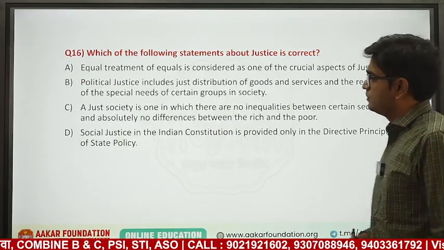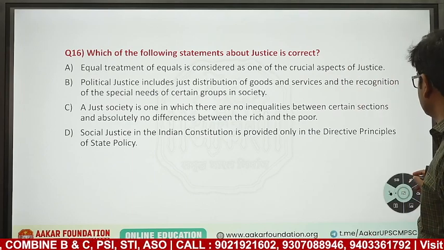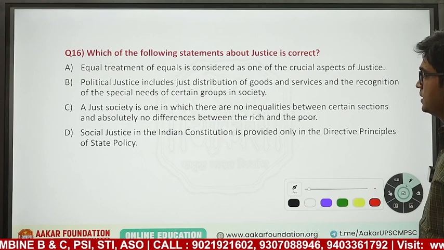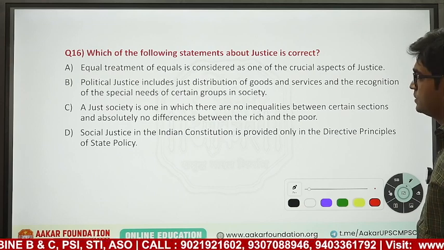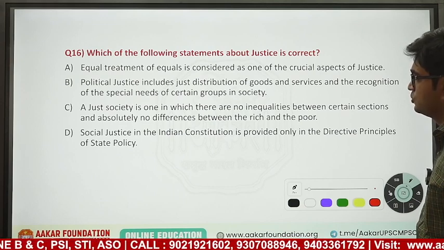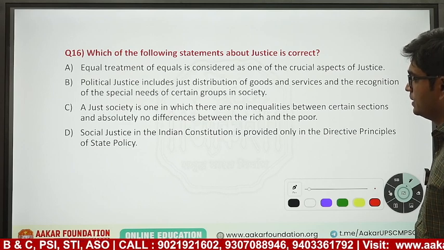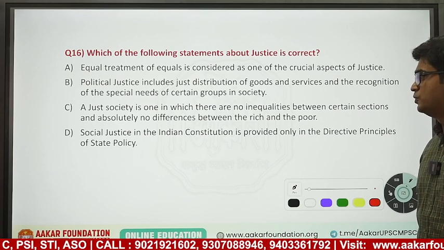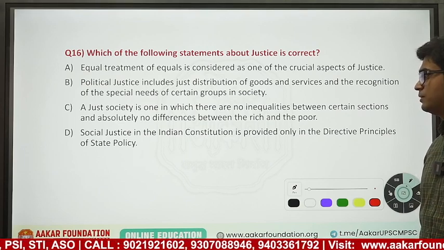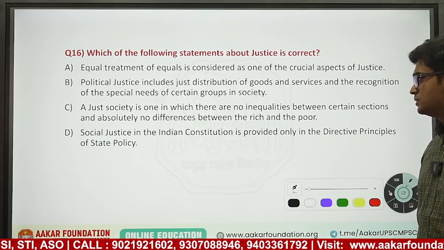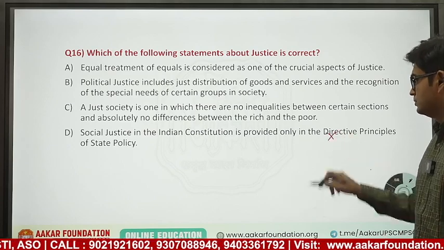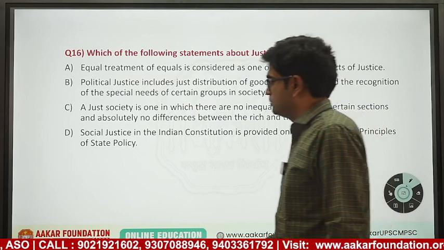Justice. Equal treatment of equals is considered as one of the crucial aspects of justice. Political justice includes just distribution of goods, services, and the recognition of the special needs of certain groups in society. A just society is one in which there are no inequalities between certain sections and absolutely no difference between the rich and the poor. Social justice in the Indian Constitution is provided only in the Directive Principles of State Policy. So this is wrong. Social justice is given in fundamental rights also.